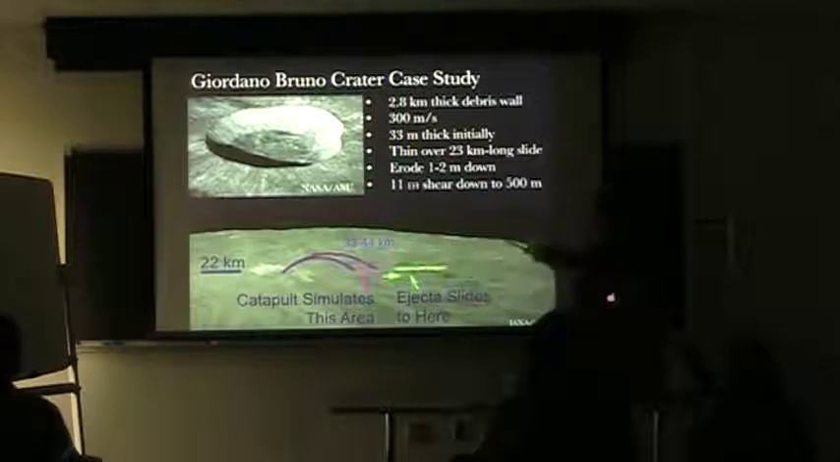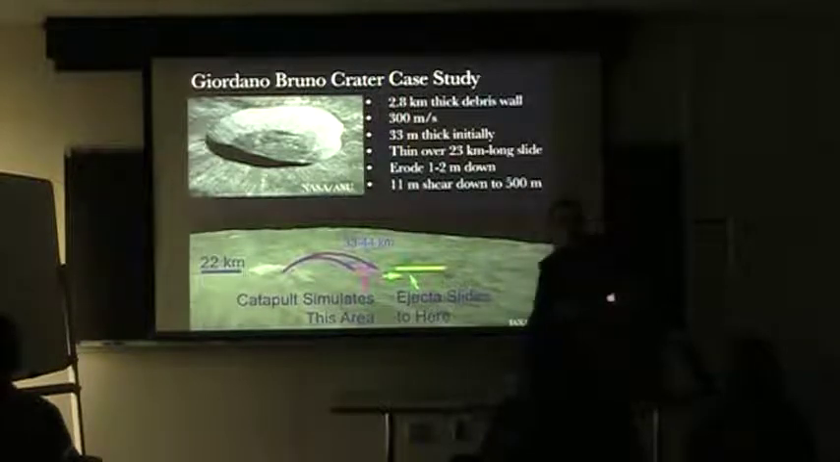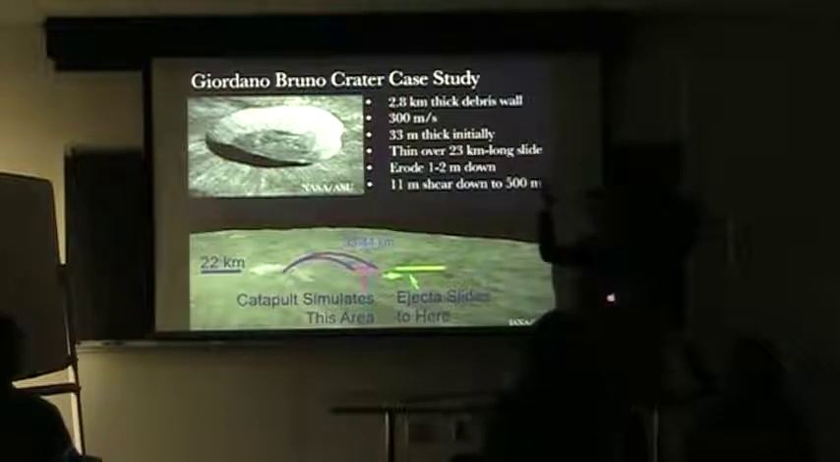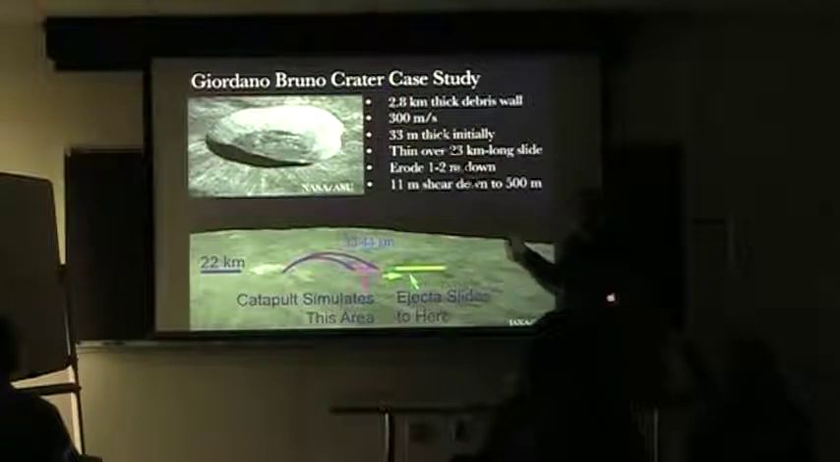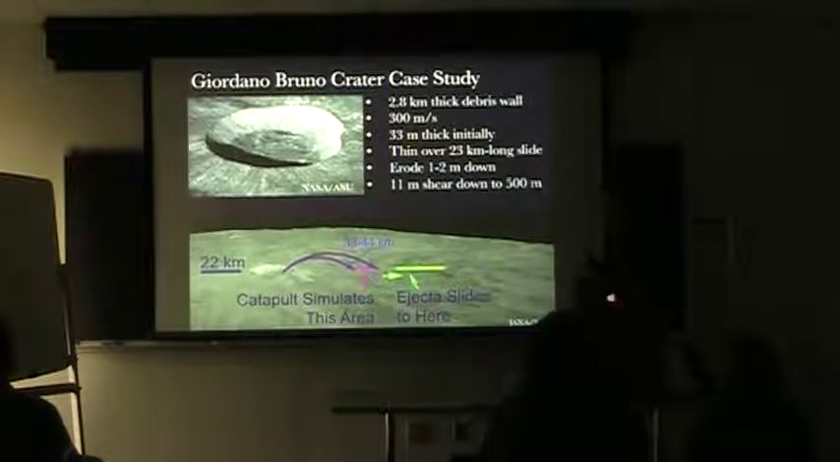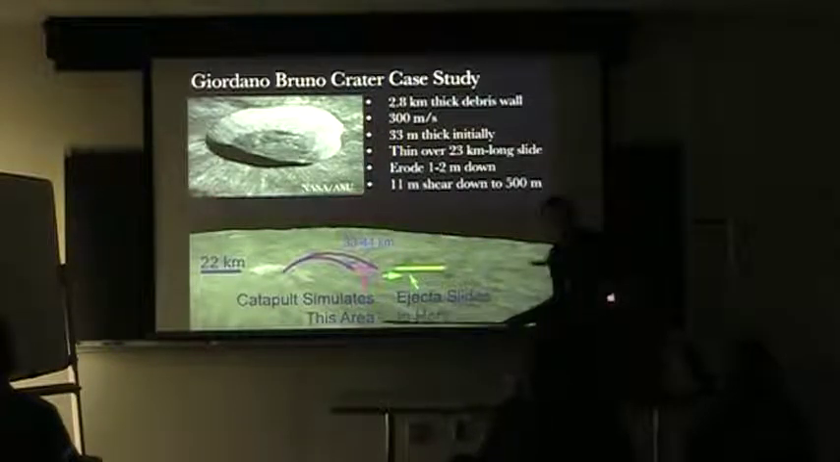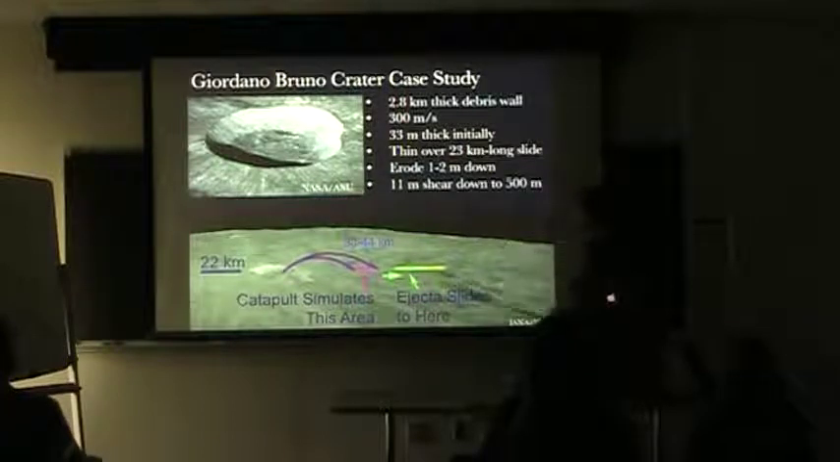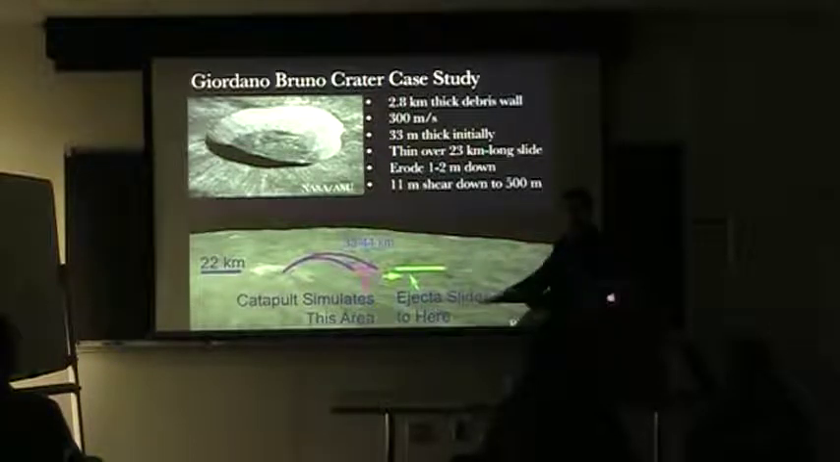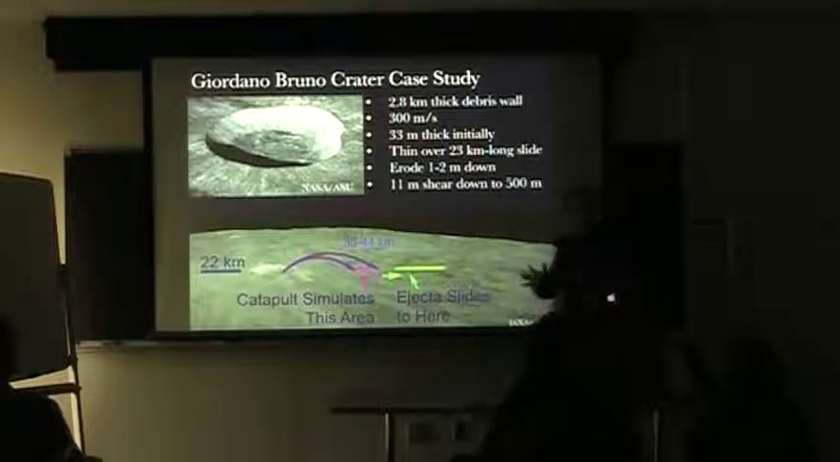From the ejecta scaling results, we predict that a 2.8 kilometer thick wall of debris, we're talking an avalanche from the sky, impacts the ground at 300 meters per second. That's around Mach 1. It forms a 33 meter thick pile of debris that then thins substantially as it slides out for 23 kilometers to its final resting place over here. During its runout, it's going to erode the subsurface down about 1 to 2 meters from the pre-impact surface, and material down to half a kilometer at depth can be sheared by as much as 11 meters distantly away from the crater. So this is a highly dynamic, highly violent process, separate from the actual cratering event itself.